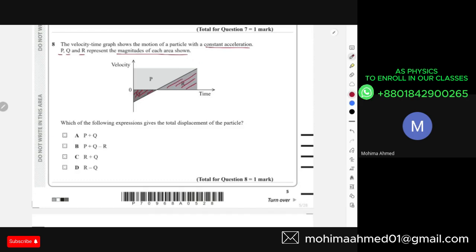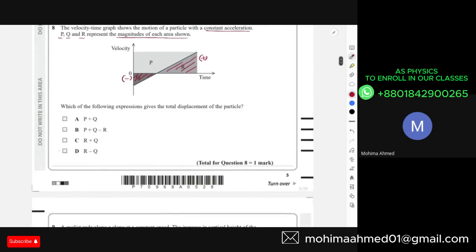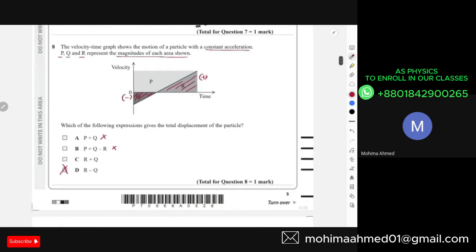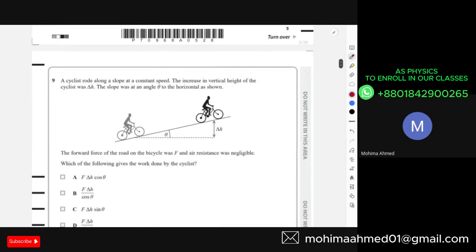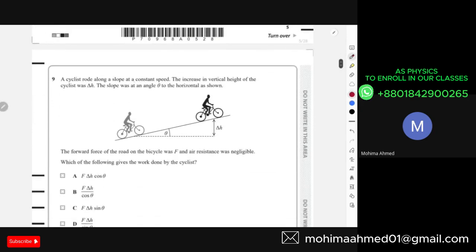And R is for this section, but since this is a vector quantity, R is positive and Q is negative, right? So it should be R minus Q. That's just it, R minus Q. P should never be associated with any of the equations because P was never a part of the graph. It was always R and Q related. R is in the positive axis, that's why R is positive. Q is in the negative axis, that's why Q is negative. So you just get R minus Q, right? Other than this, nothing.